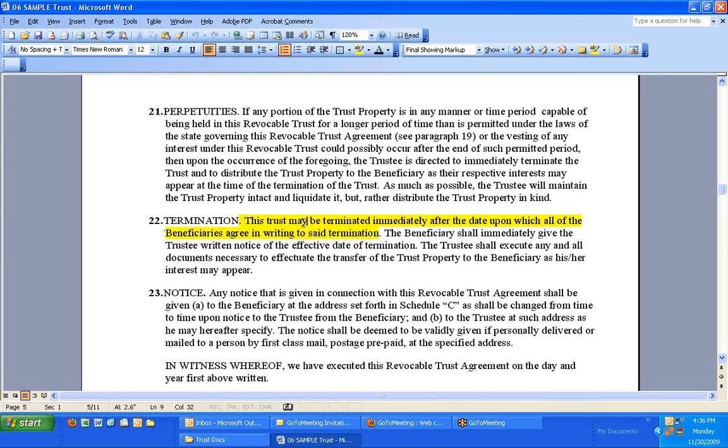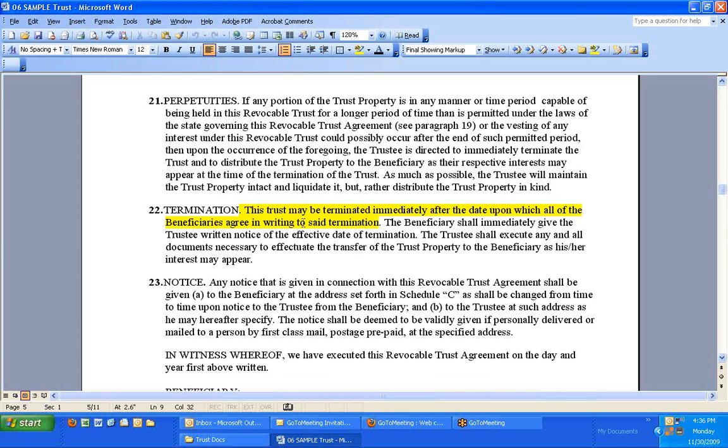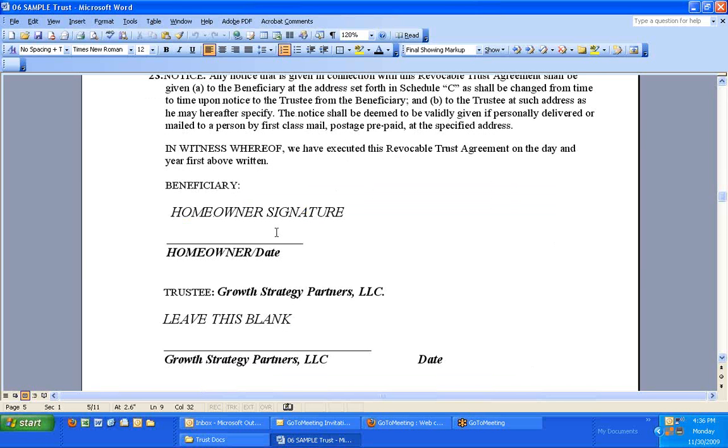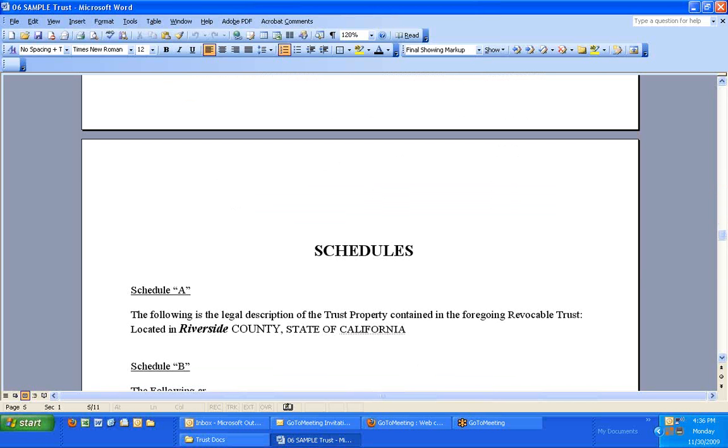Okay. We'll talk about signatures, etc., in the next video when we talk about all the paperwork. Obviously, it needs to be signed, and down here is the notary form. But this piece is also important that your homeowner see.